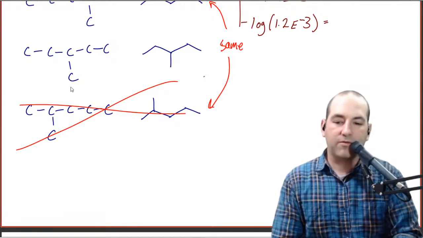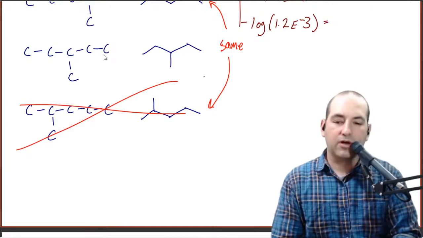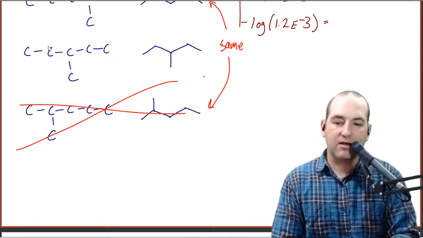So what if we started from this one, but we took this outer carbon off and stuck it on over here or over here? That's how we get to some additional isomers.